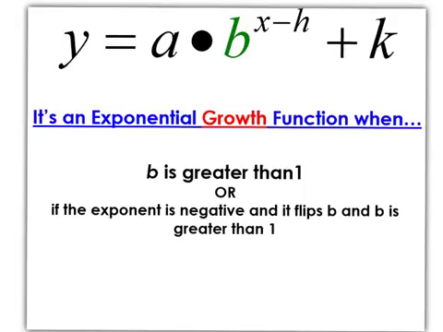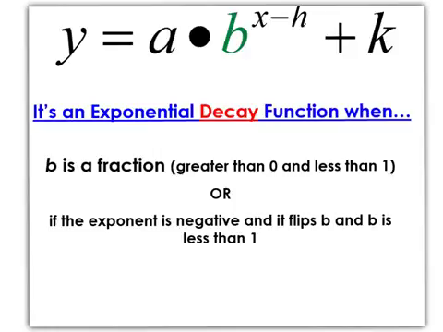First, let's recall that we have exponential growth when the value of b is greater than 1. Also, be aware that if your exponent is negative, and when you take the reciprocal of b, if b is then greater than 1, that is still exponential growth. We have exponential decay when the value of b is greater than 0, but less than 1. And again, if you have a negative exponent, and we have to take the reciprocal of b, if b is then between 0 and 1, that will still be exponential decay.